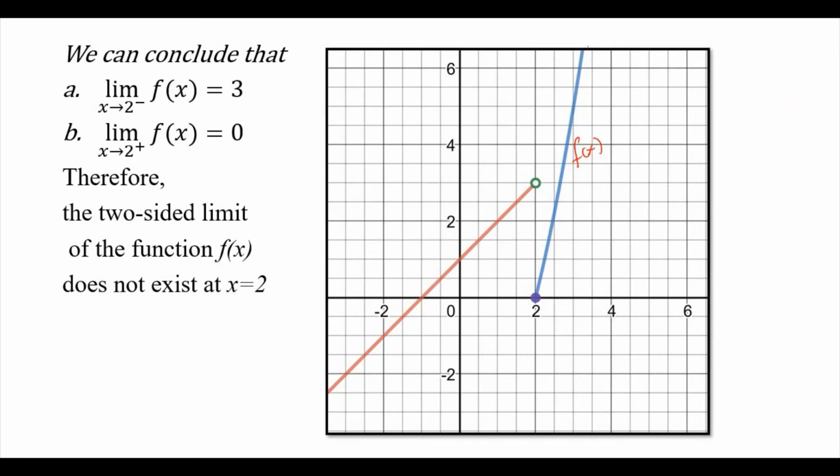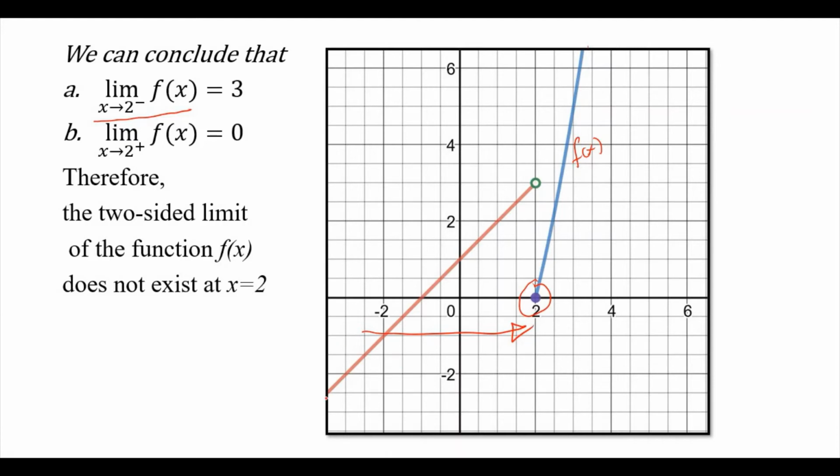So let's say we want to find the limit of f of x when x approaches 2 from below. So here is the value 2. We want to approach 2 from below, so we're looking at this side. We're coming from that side.